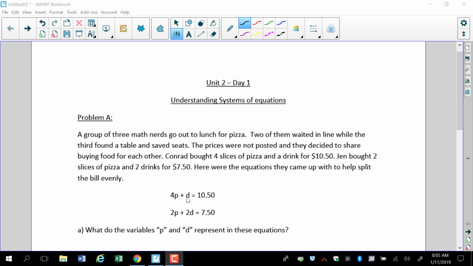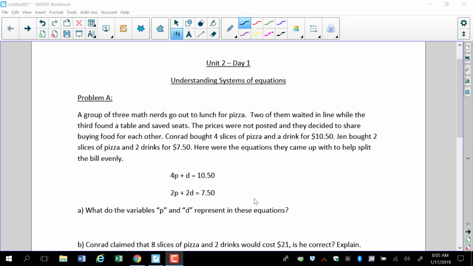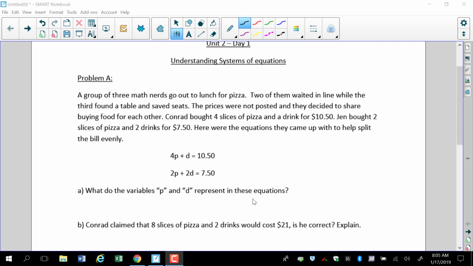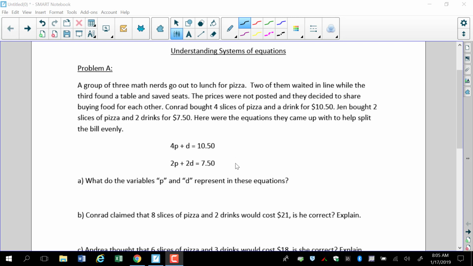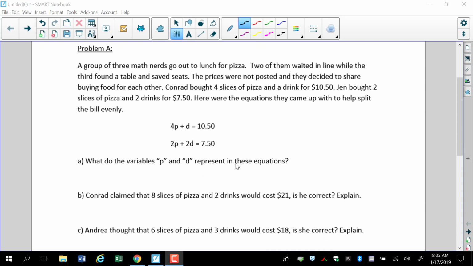And I notice here you have p's and d's, but I want to relate this to a problem that might make more sense. So we're going to talk about some math nerds going out for pizza, and one group bought 4 slices of pizza and a drink for $10.50. The other one bought 2 slices and 2 drinks for $7.50. So here it's written in equation form, and I'm going to use this equation form just because it's a little bit shorter. But anytime you do a system of equations, make sure you understand what the variables stand for.